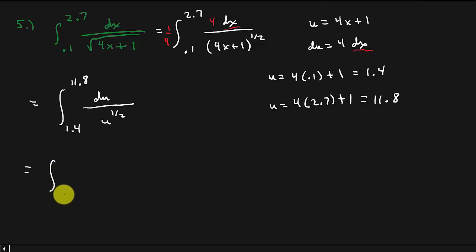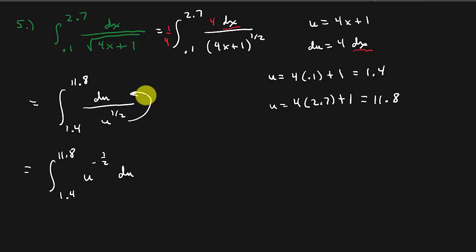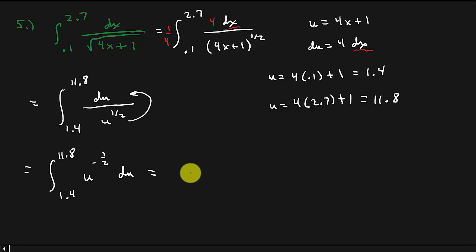And so we integrate this, 1.4 to 11.8, and I'm going to have to write this as u to the negative 1/2 du. Remember, we need a variable raised to a power, so we can use the power rule. So this is going to be u to the positive 1/2, right? Negative 1, negative 1/2, plus 1 is positive 1/2, multiply by the reciprocal of the new exponent, from 1.4 to 11.8.